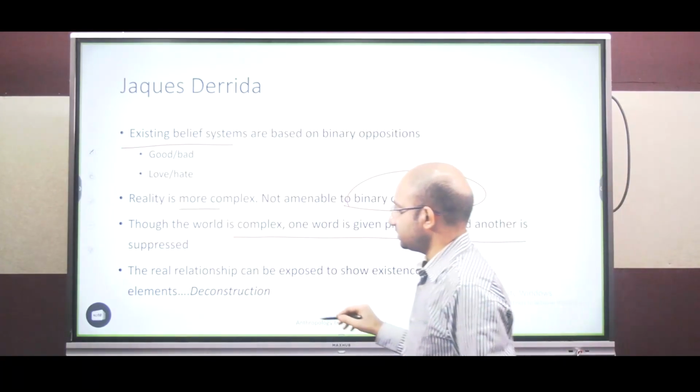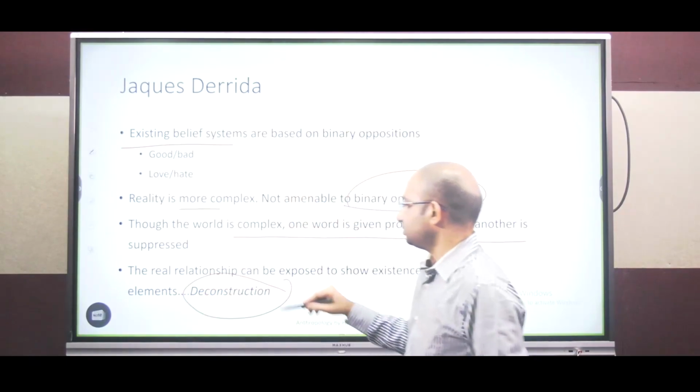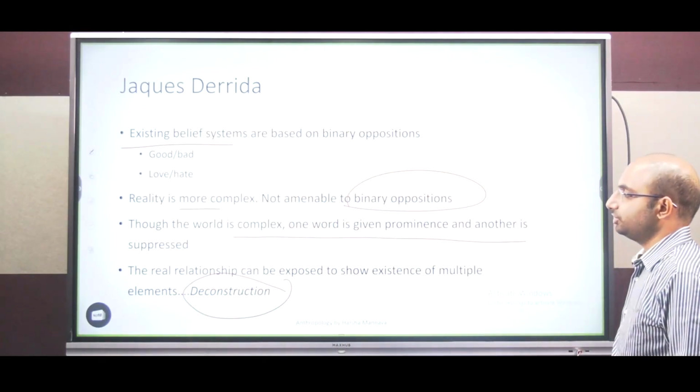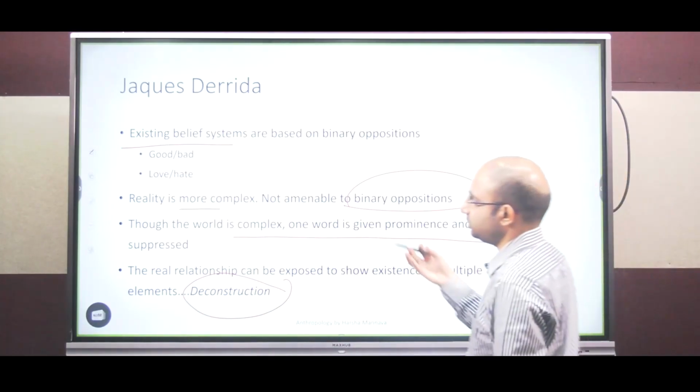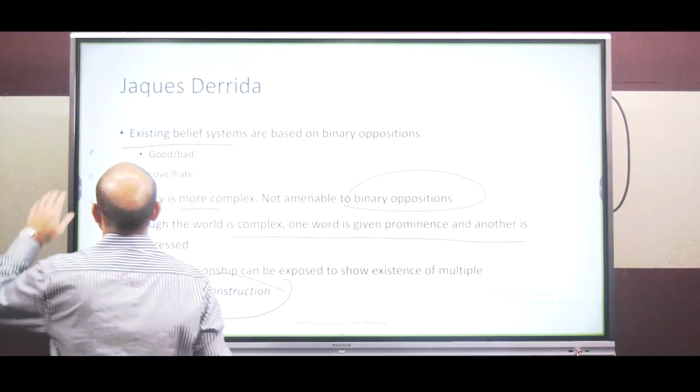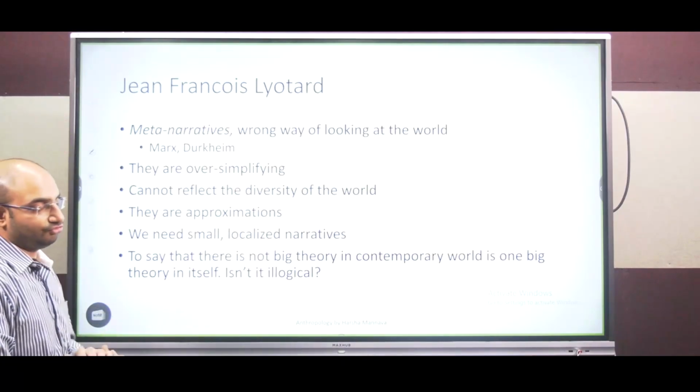And so he says, what should scholars of social sciences do? They should do deconstruction. That is, they should take language, break it down and expose these hidden assumptions or hidden meanings that we take for granted in language.